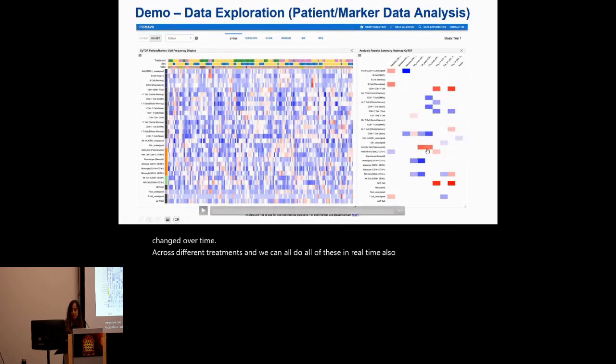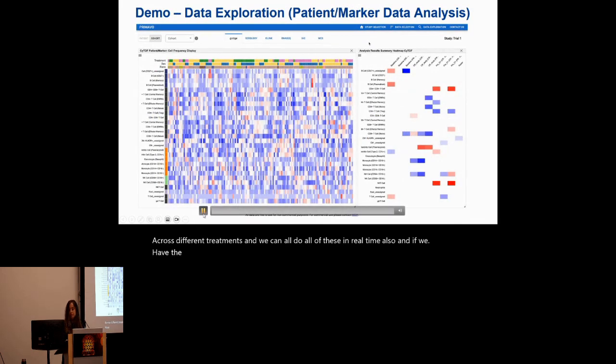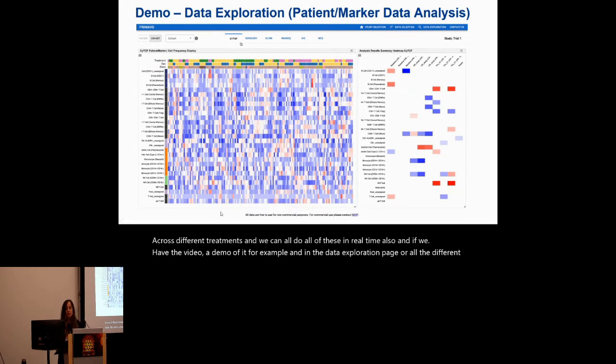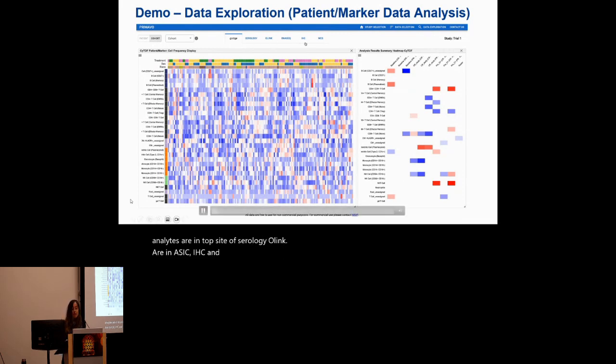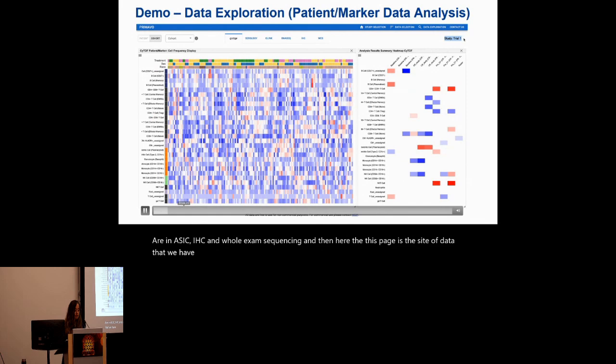And if we have the video, a demo of it, for example, in the data exploration page, all the different analytes are on top: CyTOF, serology, O-link, RNA-seq, IHC, and whole exome sequencing. And then this page is the CyTOF data that we have, and in the CyTOF heat map, we can interact with it however we want to.